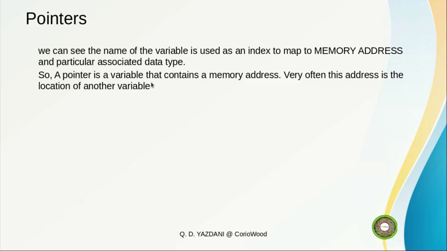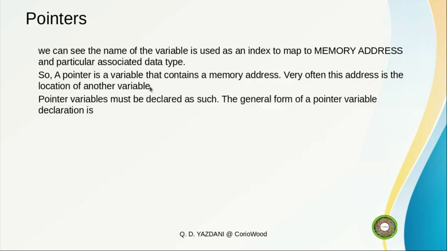So a pointer is a variable that contains a memory address. Very often this address is the location of another variable. So pointer, this is very important guys. A pointer is a variable that contains a memory address. So we're referencing this address and the location of another variable. There is another variable out there somewhere in the memory lake. We're going to reference it, and very often this address is the location of another variable.